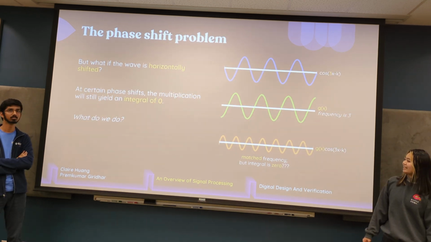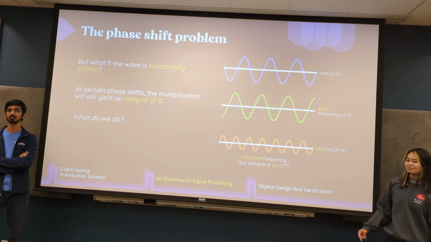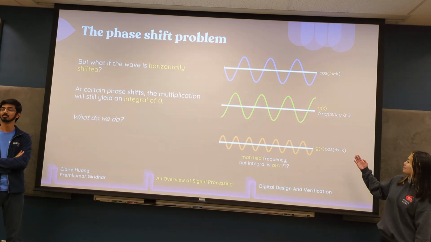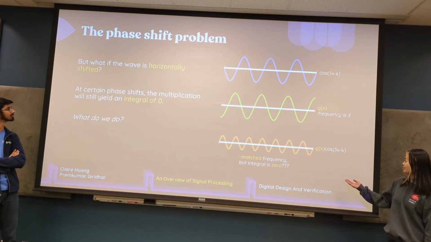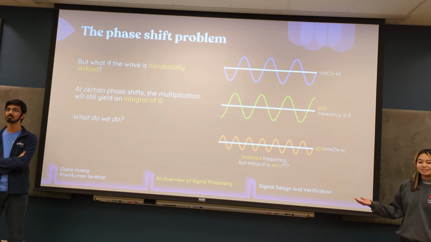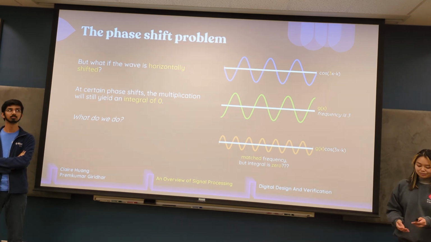But unfortunately, this has a flaw, which is if the frequency matches up, but there's a little bit of a shift, then suddenly we still get an integral of 0 with the same frequency. So does that make sense? So how do we deal with that?